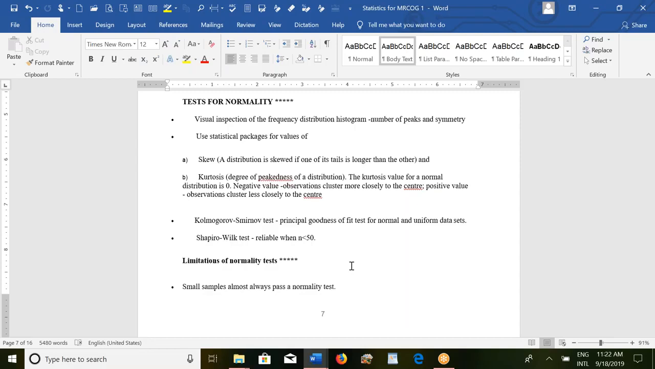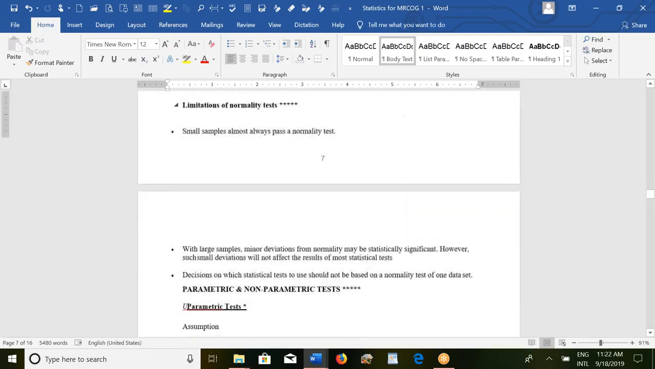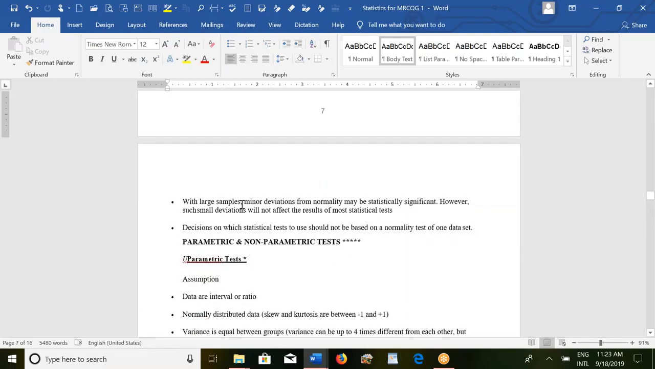Then there are limitations of the normality test. Small samples almost always pass a normality test. So the smaller the samples we are using. With large samples, minor deviations from normality may be statistically significant. However, such small deviations will not affect the results of most statistical tests. Decisions on which statistical test to use should not be based on a normality test of one data set.